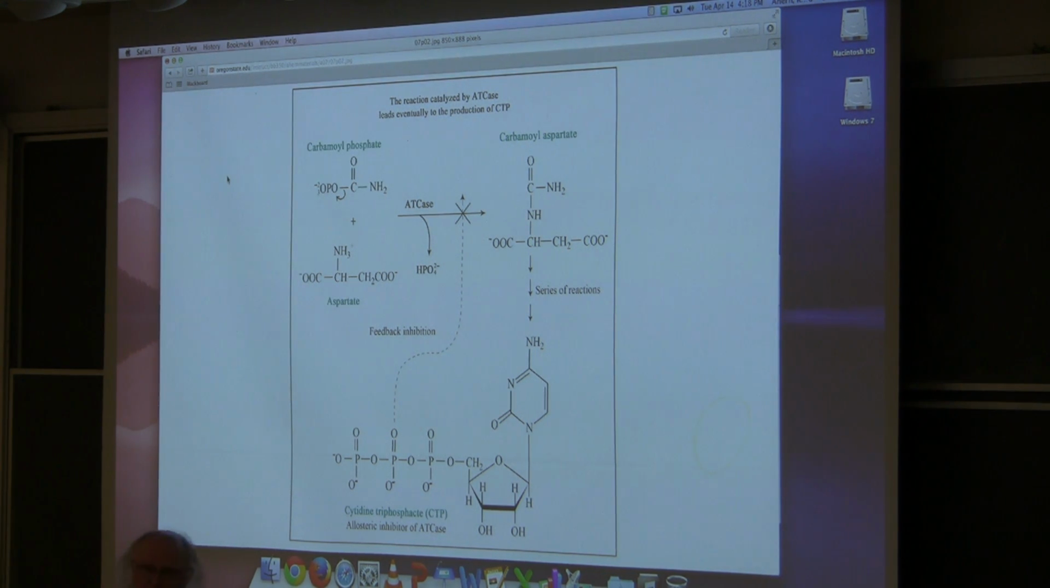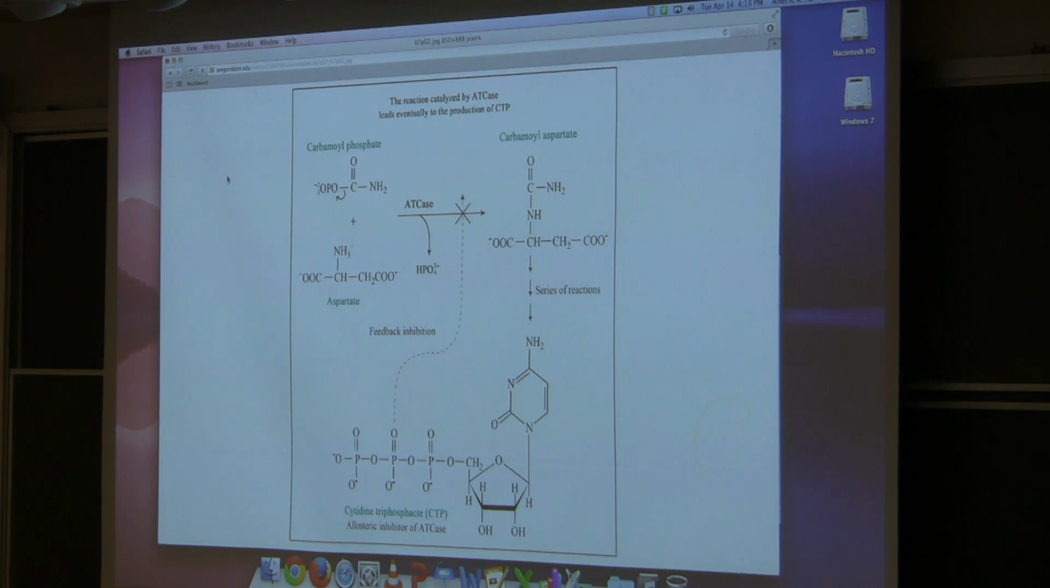ATP turns on this enzyme. Now, ATP is a purine. It's used to make nucleic acids. But ATP, we also remember, is important because it's a measure of the cell's energy. The more energy a cell has, the more ATP it will have.